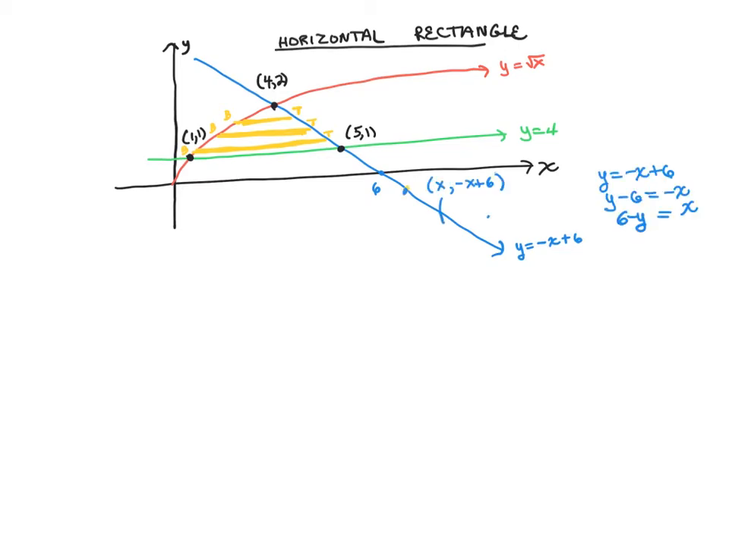We cannot integrate with respect to x. The height of the rectangle is a horizontal distance. It's horizontal, so how can we represent this horizontal? Well, if we pick a point on the line y equals the opposite of x plus 6, any such point can be represented as x comma the opposite of x plus 6, which is the y value.